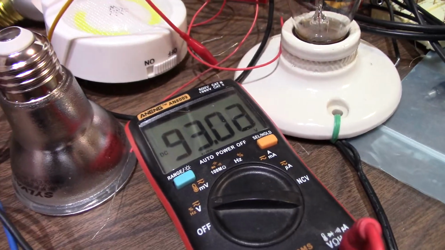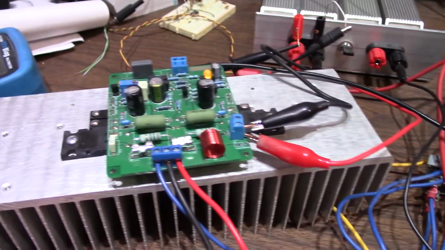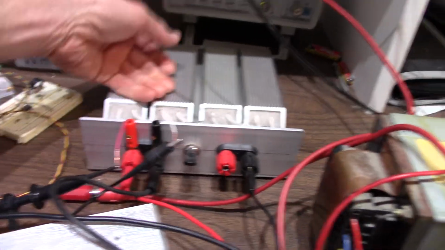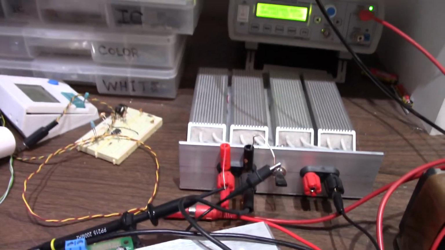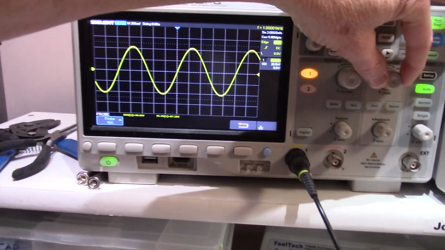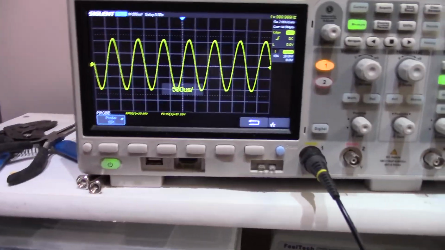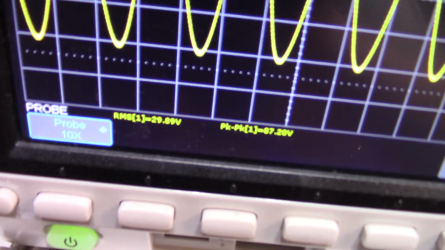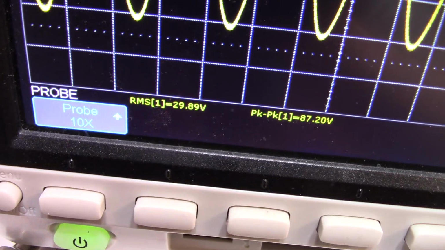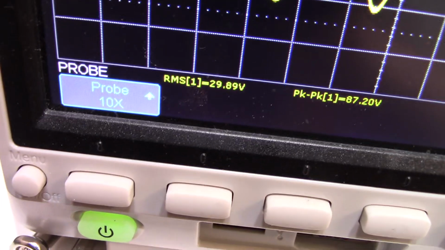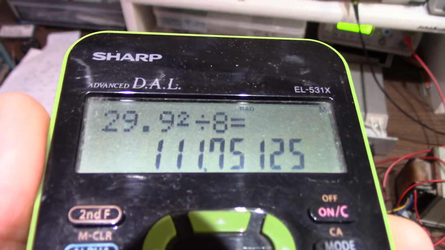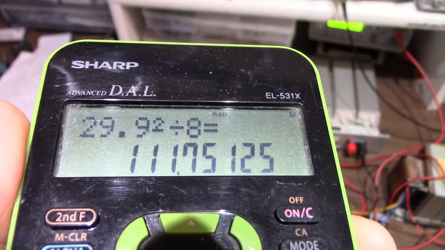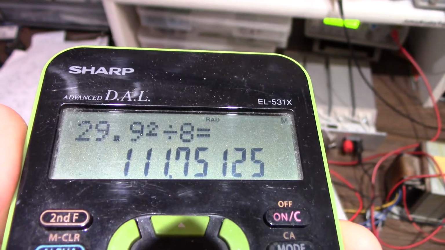Okay, it's running at 93 volts across the rails. That's what, 46.5. Under load, it's 8 ohms. Yep, those are warm. Getting warm quick. And let me put some waveforms on the screen, or the scope won't give me an accurate reading. And what do we got there? Focus, please. 29.9, we'll say. So 29.9 squared divided by 8 ohm load. Just about 112 watts.